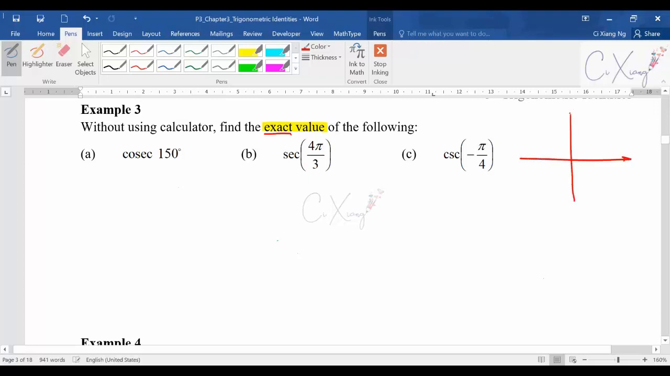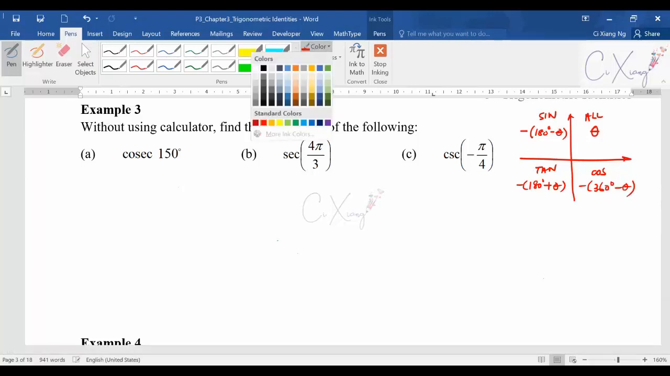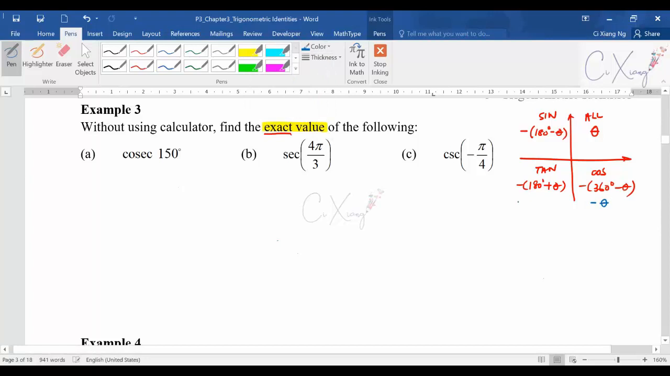Again, I will draw the graph one more time. I have all, sine, tangent, cos, and then after that I have theta, 180 minus theta, 180 plus theta, and 360 minus theta. Then for the negative angles, I have negative theta, negative 180 minus theta, negative 180 plus theta, and also negative 360 minus theta. These are the values that I have. This is the graph that I usually refer to.